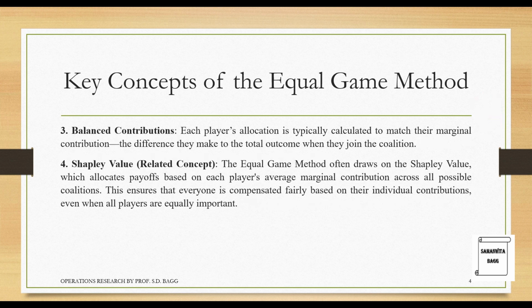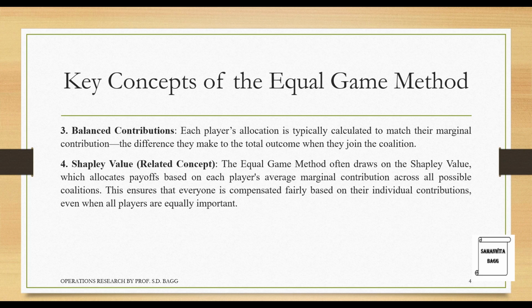Balanced contributions. Each player's allocation is typically calculated to match their marginal contribution, the difference they make to the total outcome when they join the coalition. So here there is a balanced contribution by the two players, and we are going to calculate the percentage contribution by both the players in the form of probabilities, and we are going to solve the problem for finding out what is the percentage contribution by the players in the game, and it will definitely be a fair share.